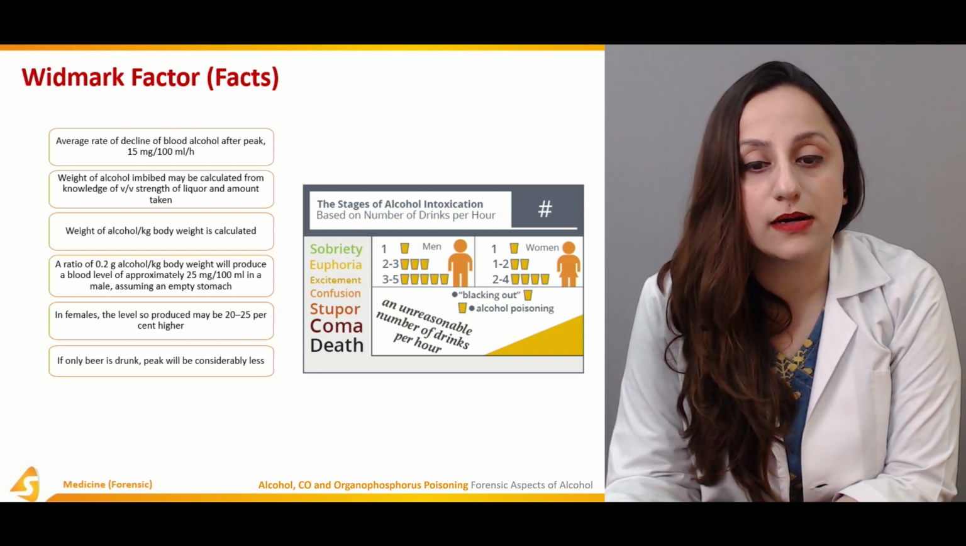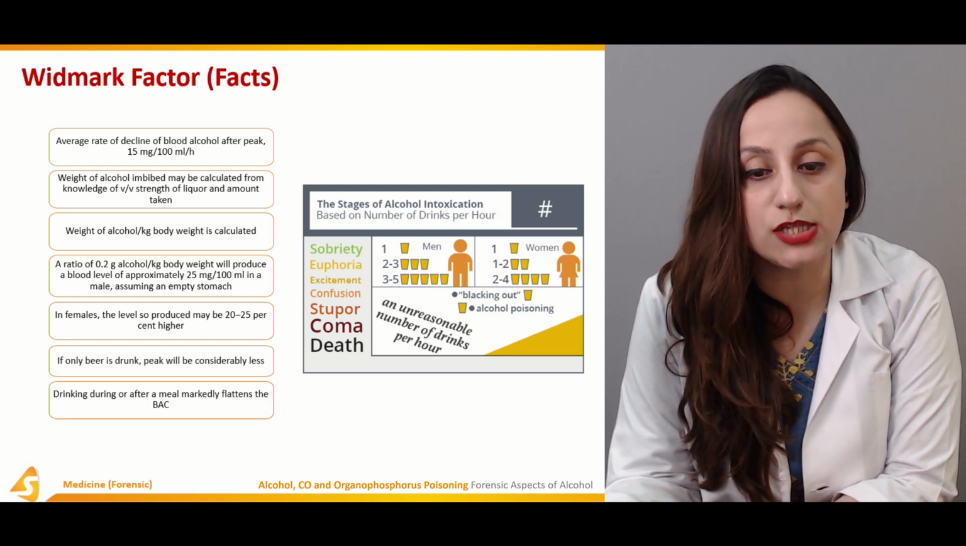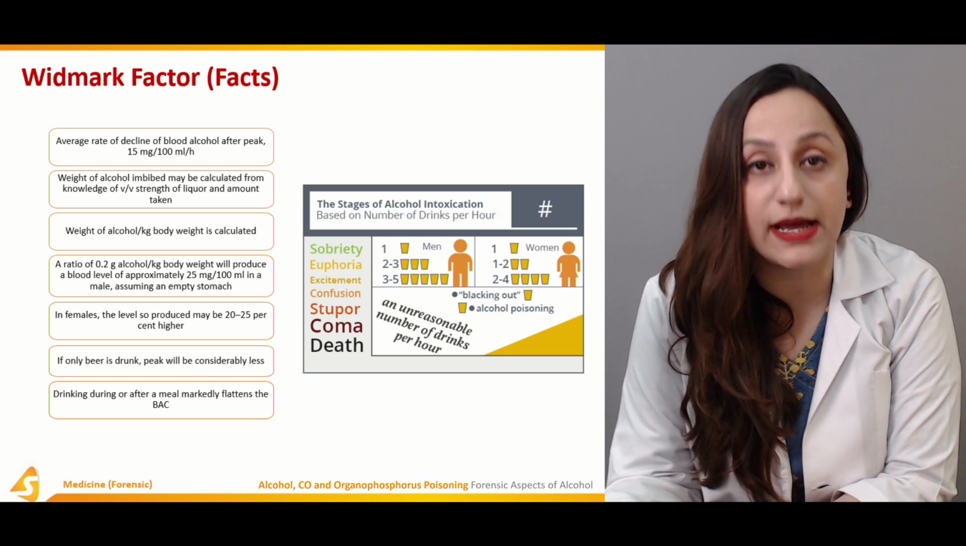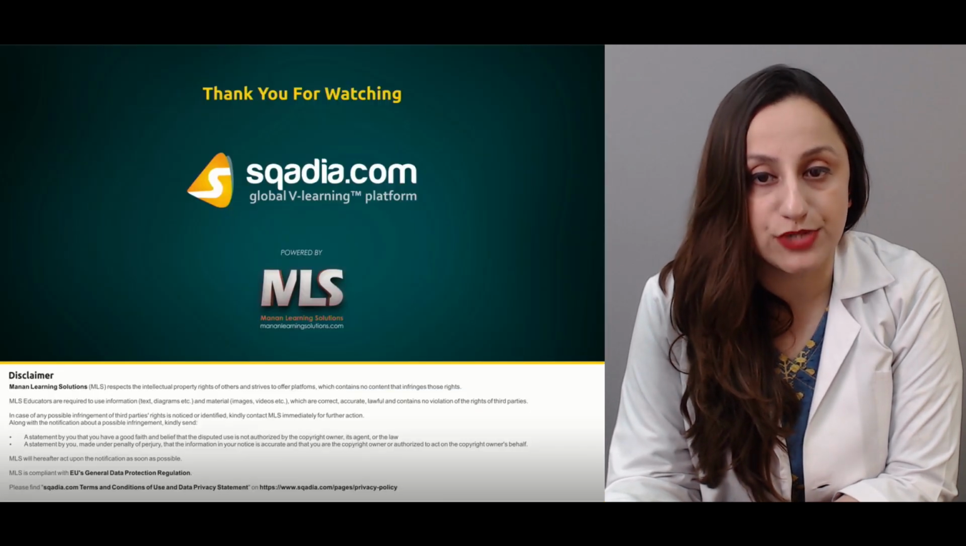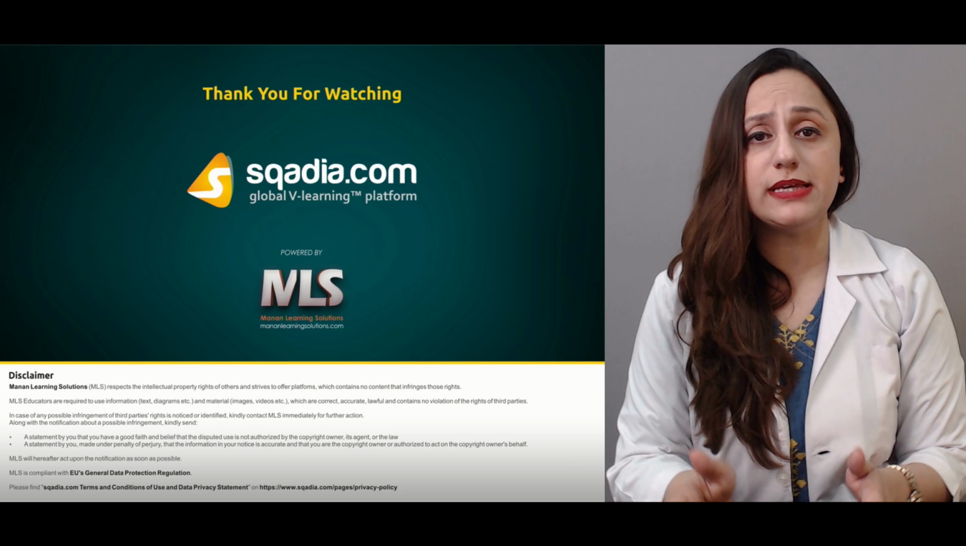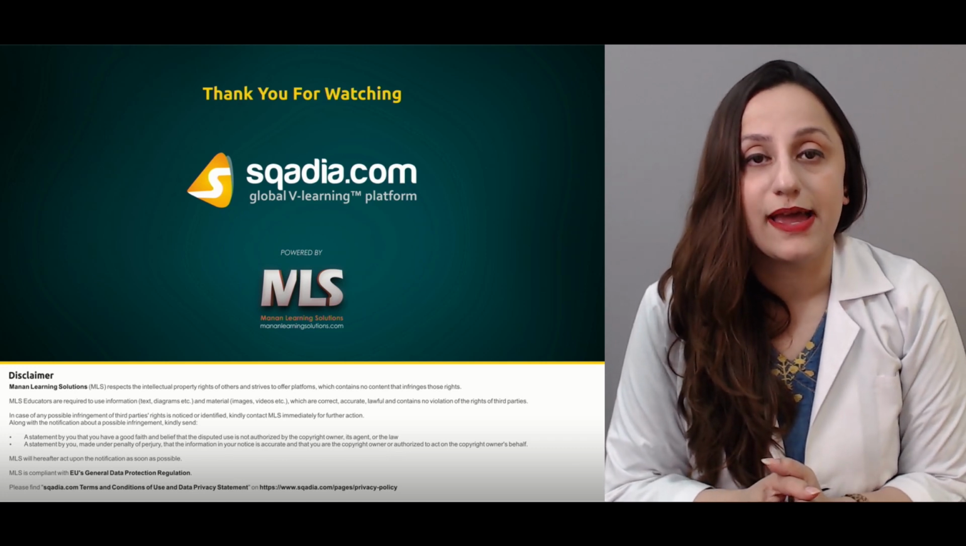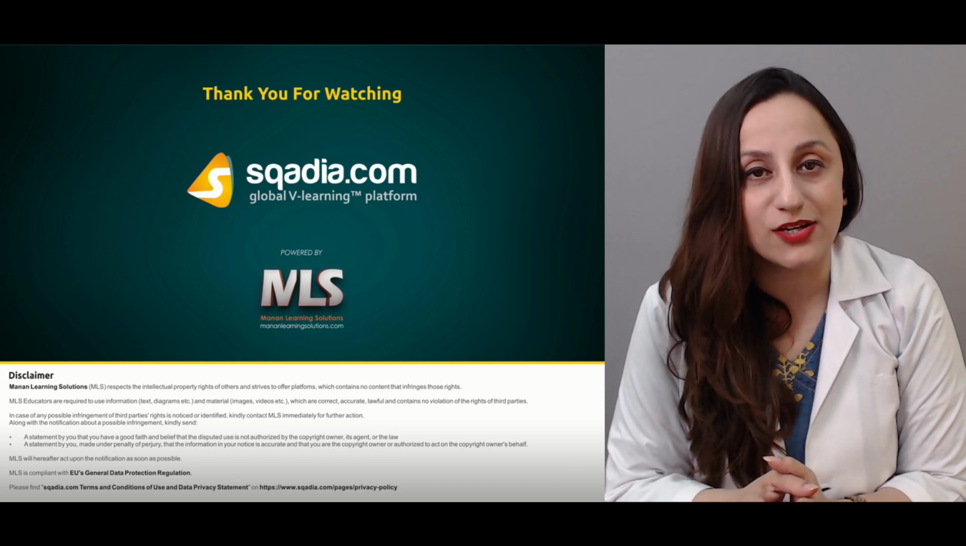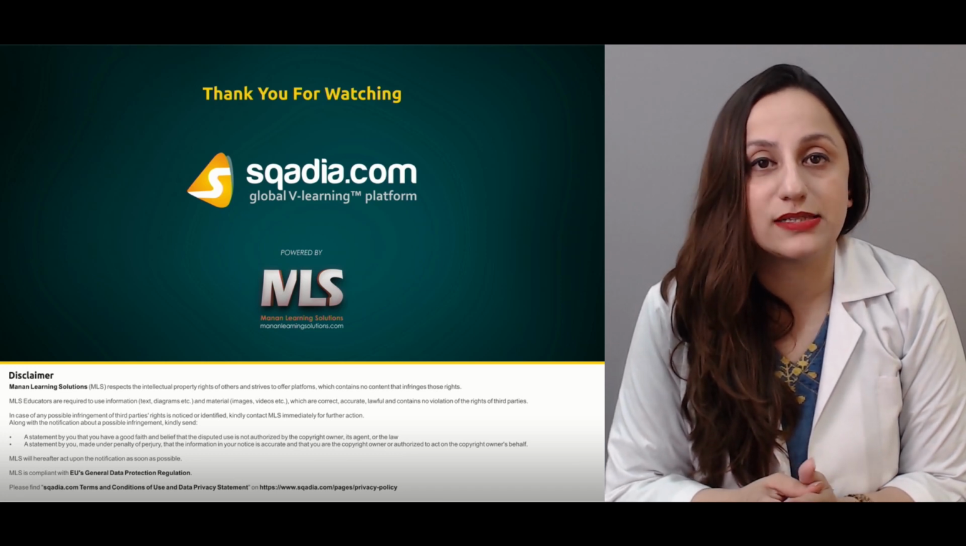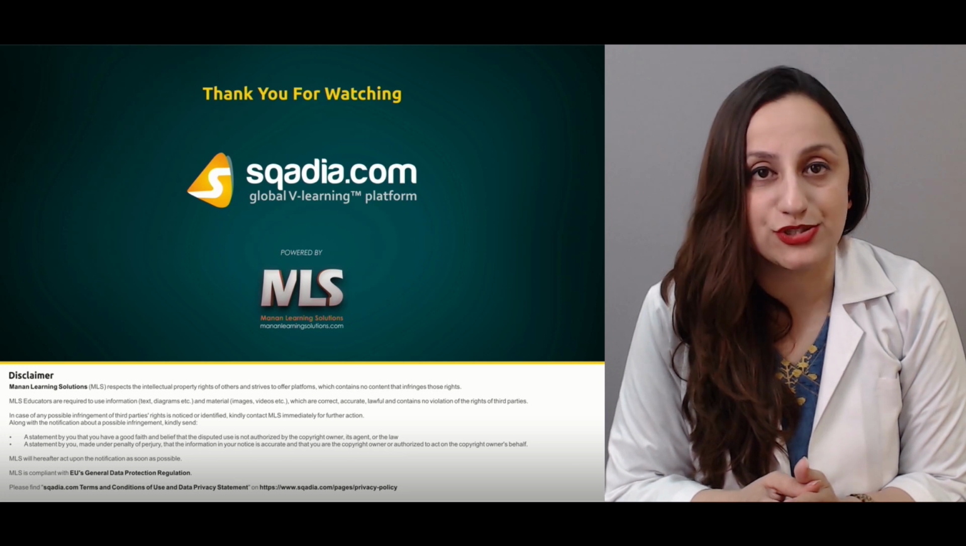If only beer intake is done, the peak will be considerably less, and drinking during or after a meal markedly flattens the blood concentrations. So all of these have to be kept in mind, the factors and the calculations, and what are the metabolic rates of alcohol in our body, and what are the circulatory relationships to it.